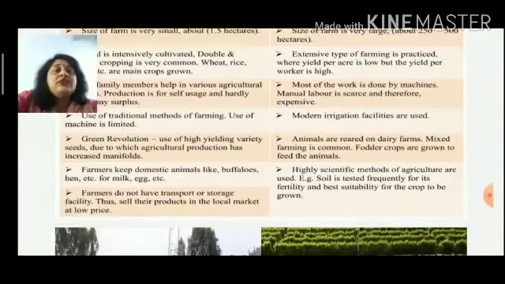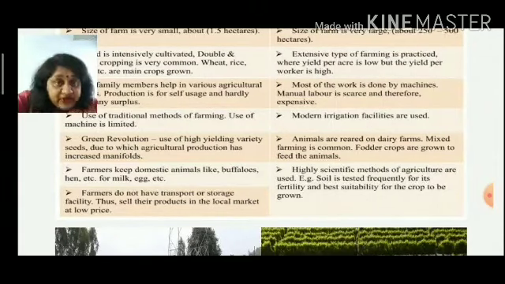Green revolution, use of high yielding variety seeds, due to which agriculture production has increased manifolds. Green revolution has shown a very huge increase in the graph of the cultivation of different crops. Animals are reared on dairy farms. Mixed farming is common. Children, mixed farming means, what is the meaning of this? Combination or the combined form of two independent farming methods where food and fodder crops were grown combinedly. Yes, very good. Fodder crops are grown to feed the animals.